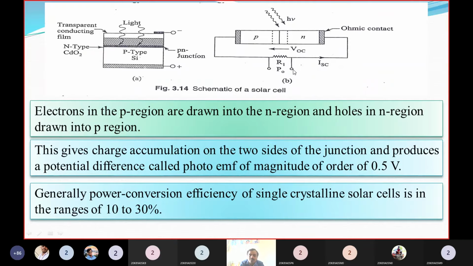Now what is the current passing through? There is no resistance, so the current passing through the diode is maximum. There is no power loss and no voltage loss, because if there is no resistor there is no voltage loss. So the maximum current is passing through the circuit. That current we call the short circuit current. Understood?